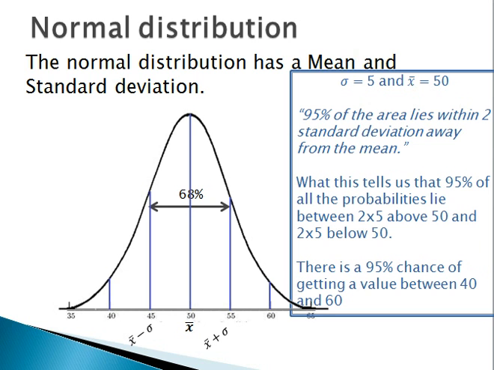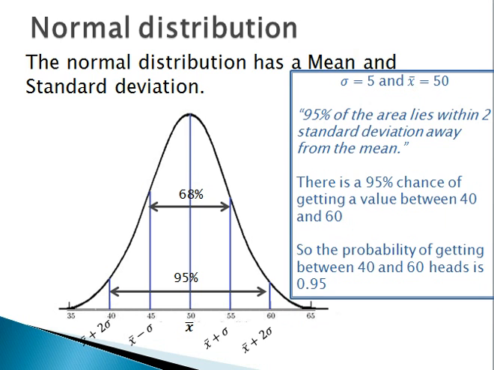All right, then 95% of the area lies within 2 standard deviations away from the mean. What this tells us is that 95% of all the probabilities lie between 2 times 5 above the mean and 2 times 5 below the mean. Or, in other words, 40 and 60. So the probability of getting 40 to 60 heads in a 100-time coin toss is 0.95.